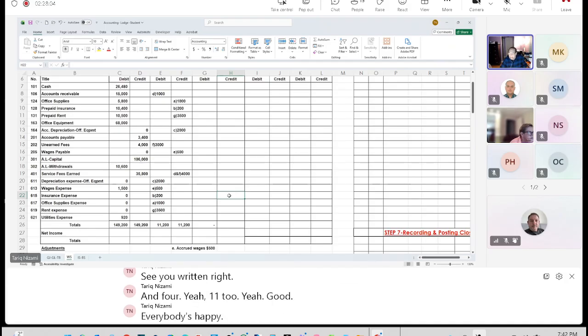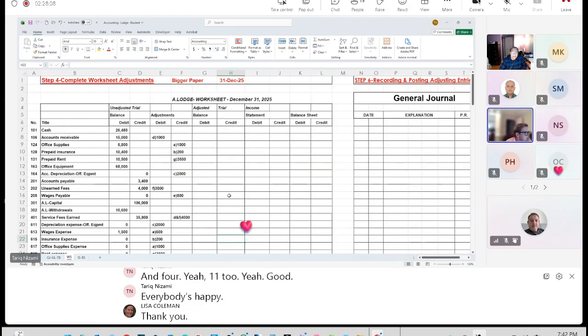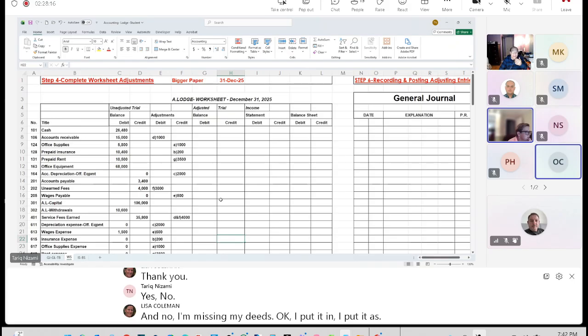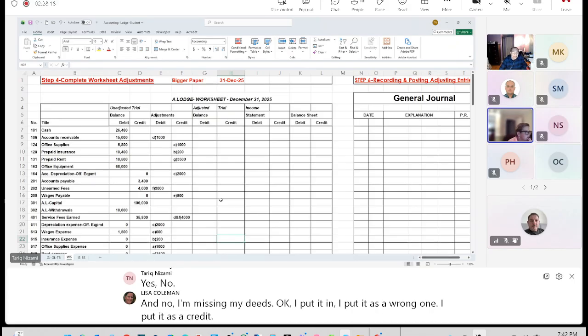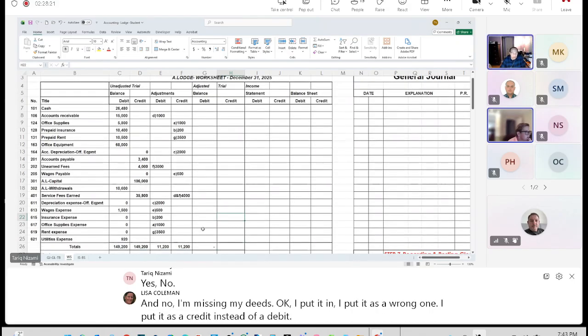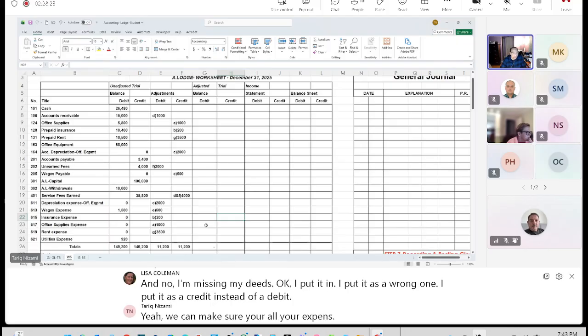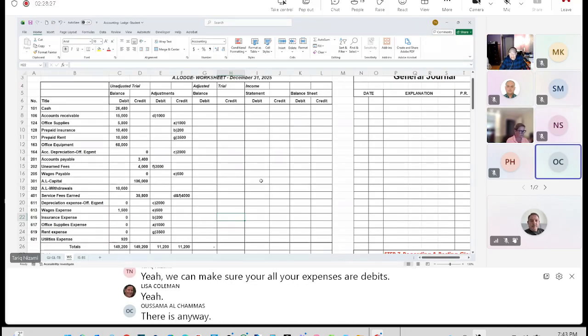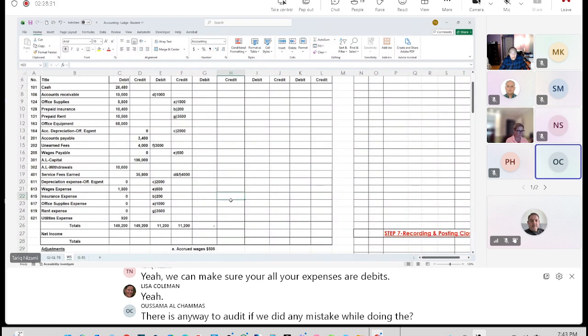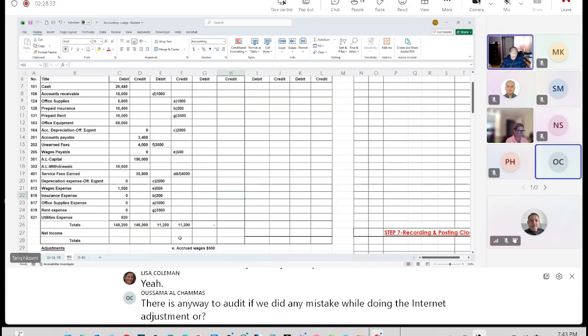Everybody's happy? Missing. Yes, no? Yeah, I'm missing my debits. I put it as a wrong one. I put it as a credit instead of a debit. Yeah, we can make sure all your expenses are debits. Is there any way to audit if we made any mistake while doing the internal adjustment? Yes, just in case.